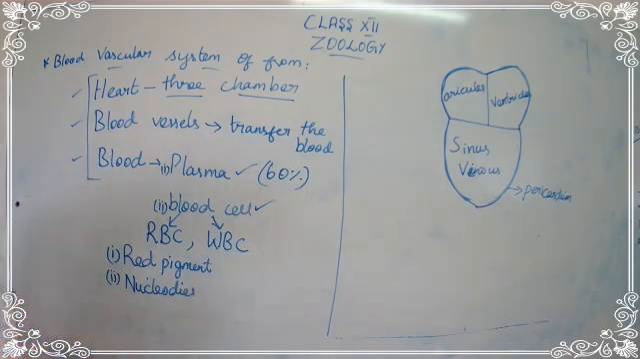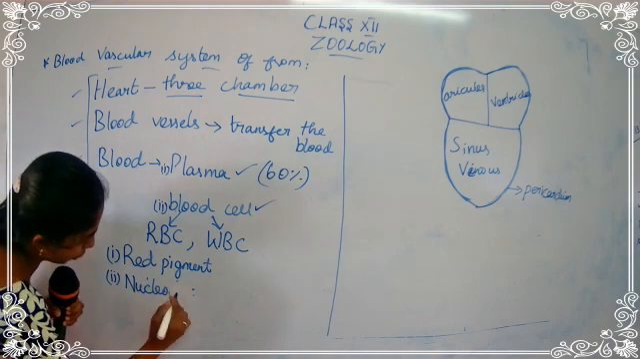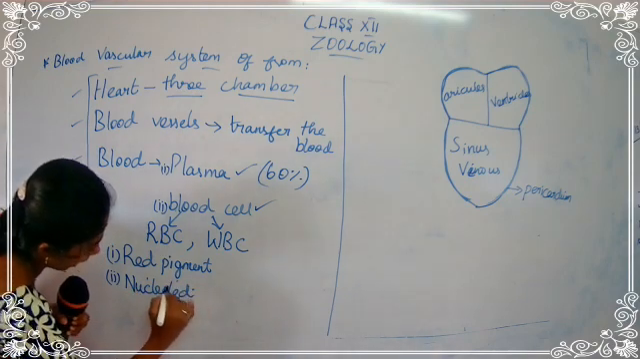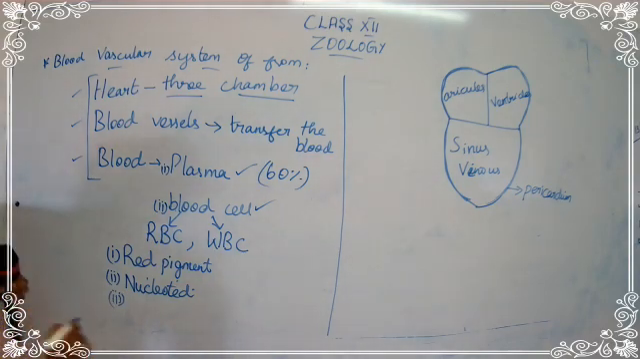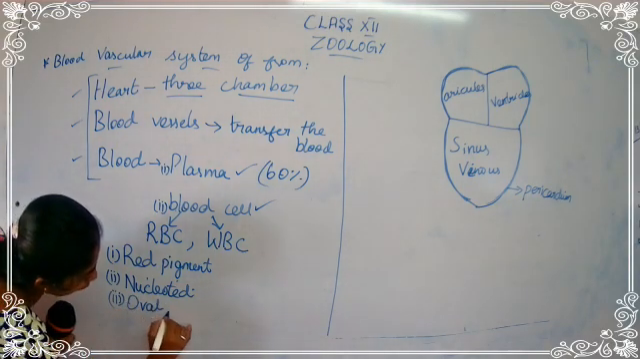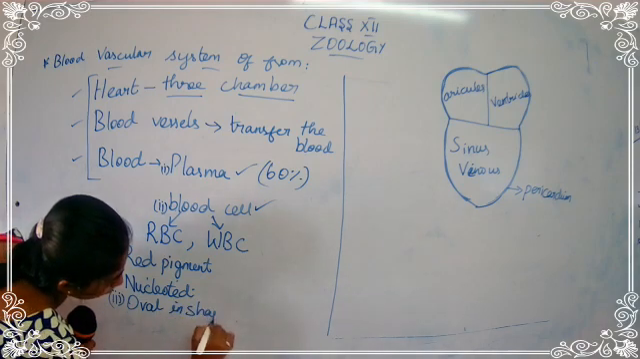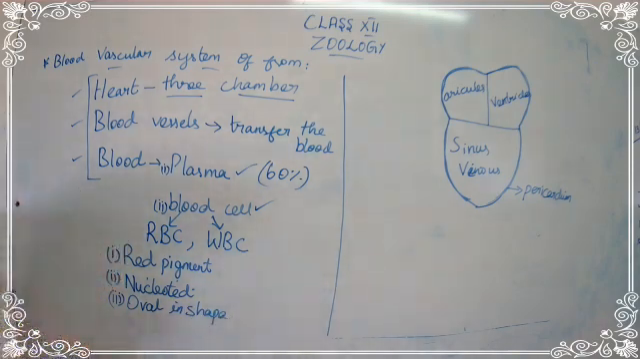Okay, nucleotide. Sorry, nucleotide. And then the third point is, it is oval in shape. So what are those? First of all, red pigment, nucleotide and oval in shape.